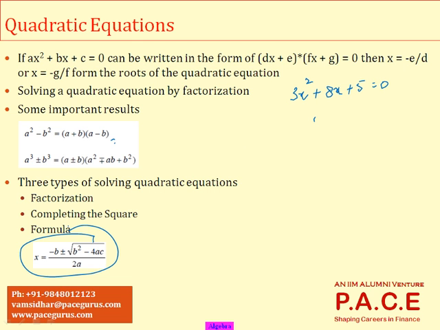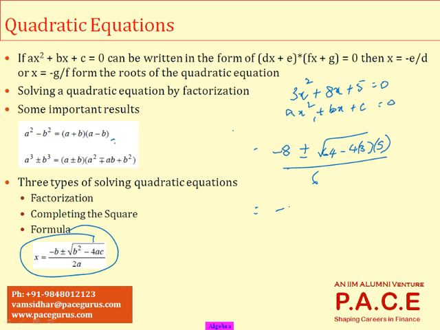Use this formula, minus b. So always write it as ax squared plus bx plus c equal to 0. b is 8 here, a is 3 here, c is 5. Minus b, minus 8, plus or minus square root of b squared, 64, minus 4ac, 4 into 3 into 5, divided by 2a, 2 into 3, 6.